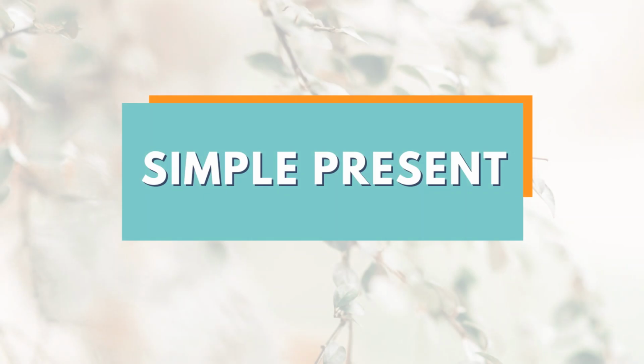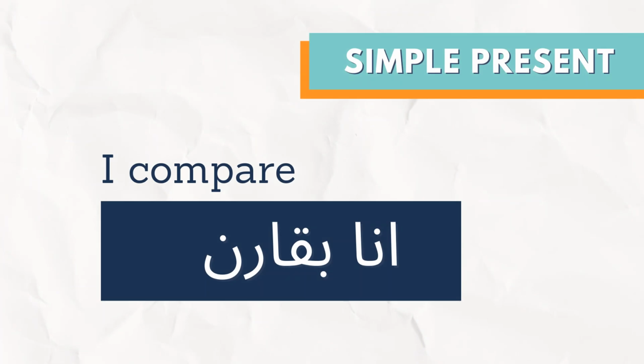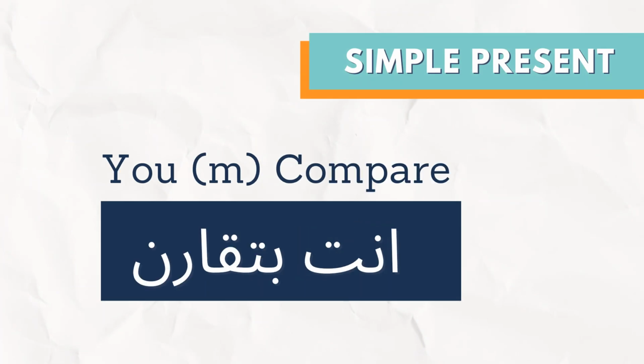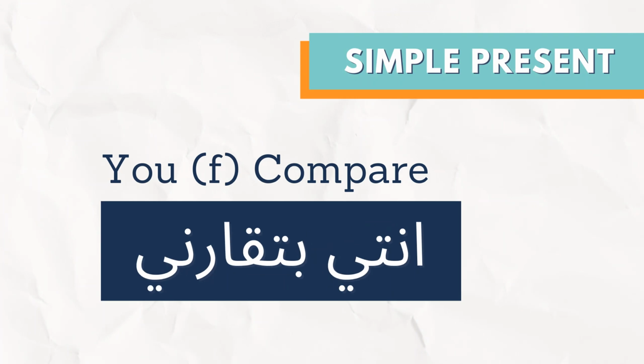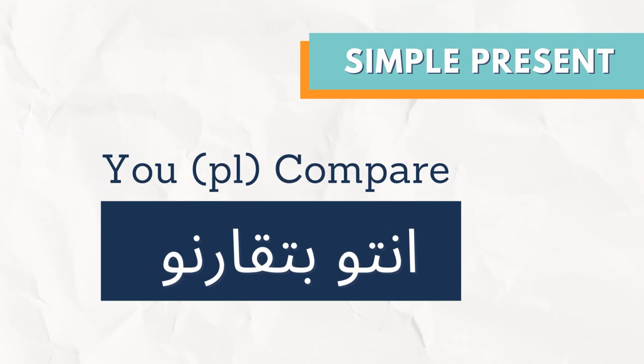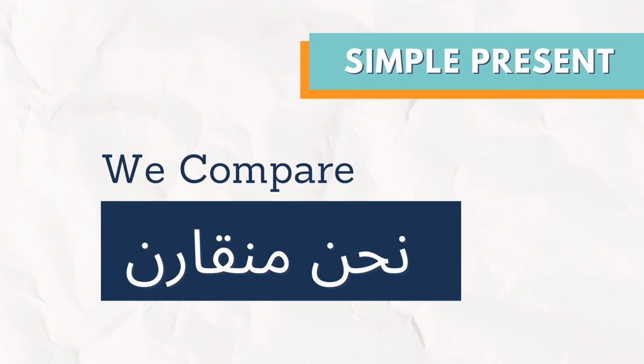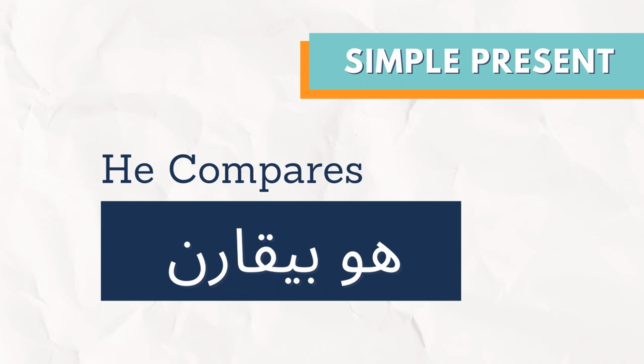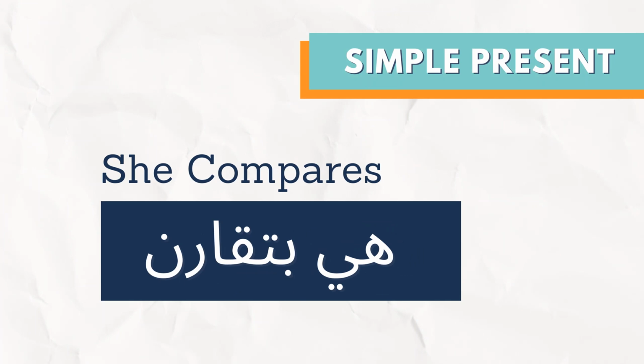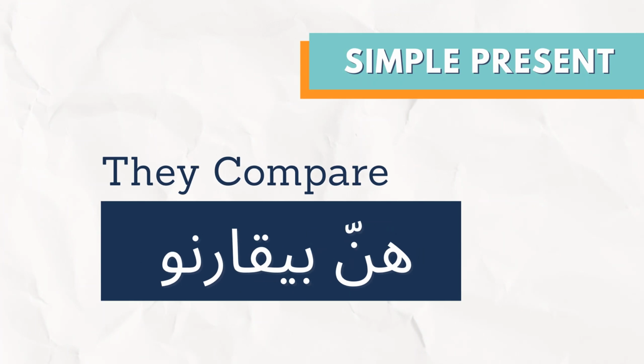How do we conjugate the verb in the simple present? أنا بآرن. أنت بتآرن. أنتي بتآرني. أنتو بتآرنو. نحن من آرن. هو بآرن. هي بتآرن. هنن بآرنو.